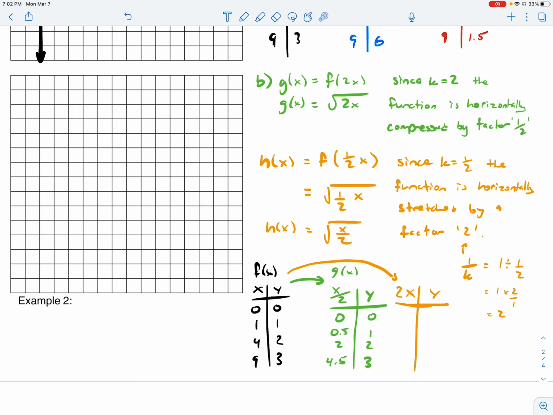So plug these in for x. 2 times 0 is 0. 1 times 2 is 2. 4 times 2 is 8. 9 times 2 is 18. Okay, plug in those values for y. We're going to get 0, 1, 2, and 3. Those don't change. All right, let's get our graph. And once we get our graphs in, we still need to state the domain and range for everything, so we'll go ahead and do that right after.